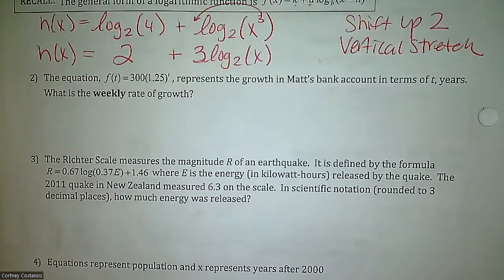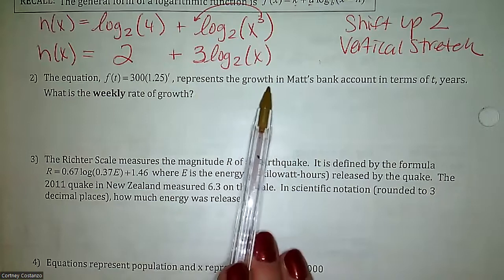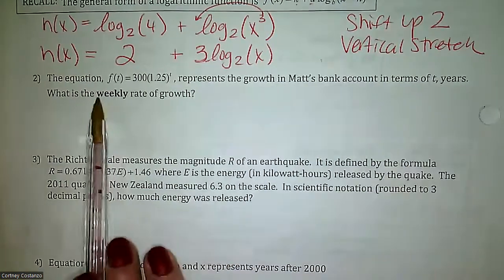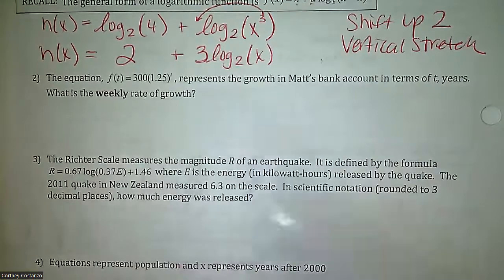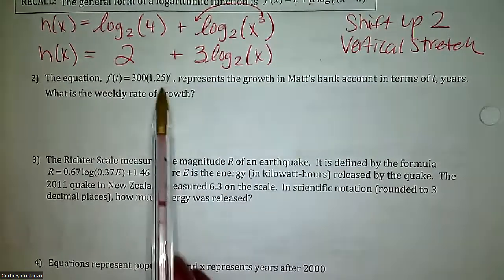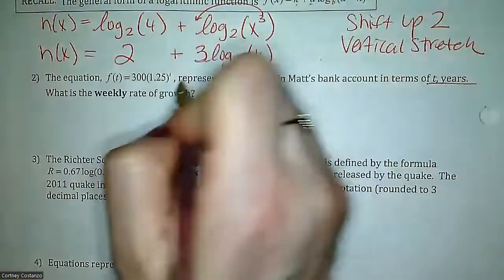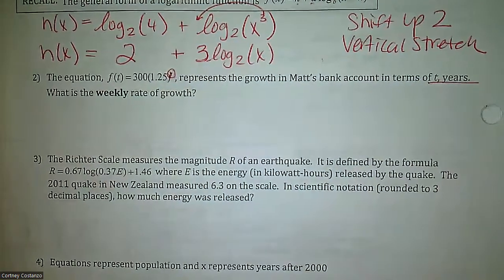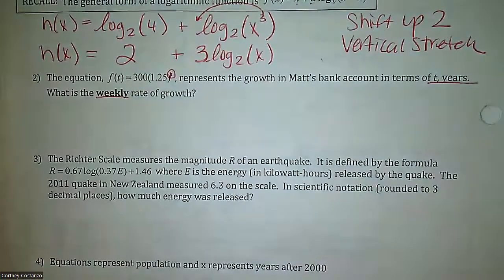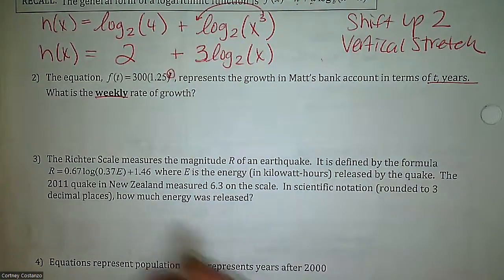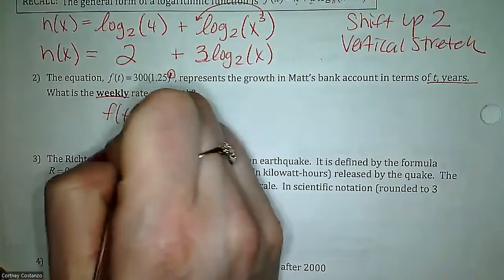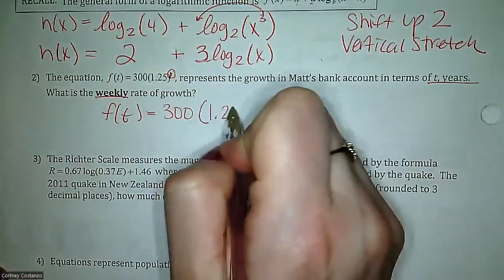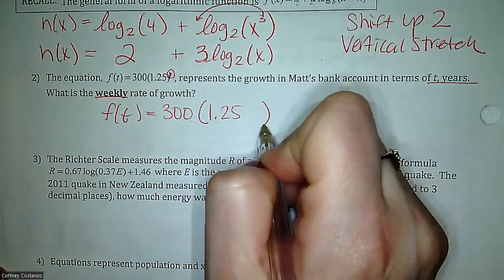All right, number 2. Given the equation represents the growth in Matt's bank over the term t years, what would be the weekly rate of growth? Great. Okay, so they're giving us that t is years. This current exponent means once per year because it's a 1t. I want to turn it into a week. Well, there are 52 weeks in a year. So what I need to do is balance this equation and modify it.